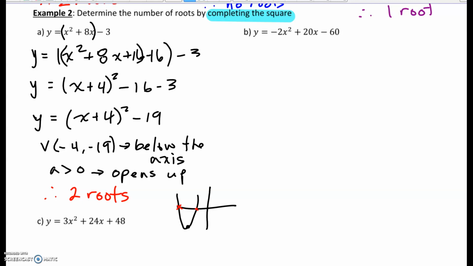This is the continuation of lesson 6. If you want, you could go ahead and complete the square for b on your own and then come back and see if you have the same as me.